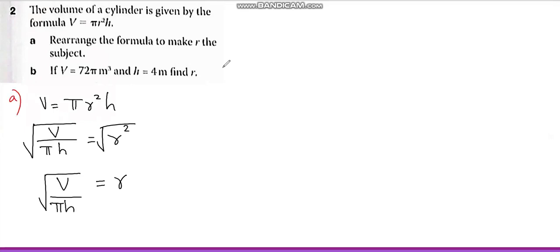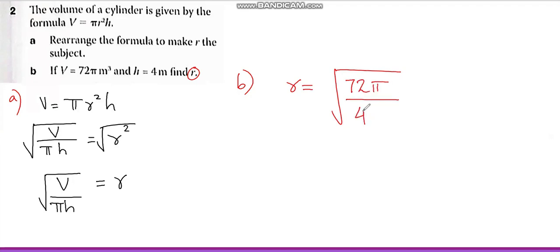This was the A part, and now we can do its B part. We have to find r when V is equal to 72 pi meter cube, meaning volume, and height is 4 meters. So we will get r is equal to, let's substitute the values of V and h. The value of V is 72 pi, and the value of h is 4 meters, and also it is being multiplied with pi there. So we can cancel the pi, and finally, we will just use the calculator to get our answer.